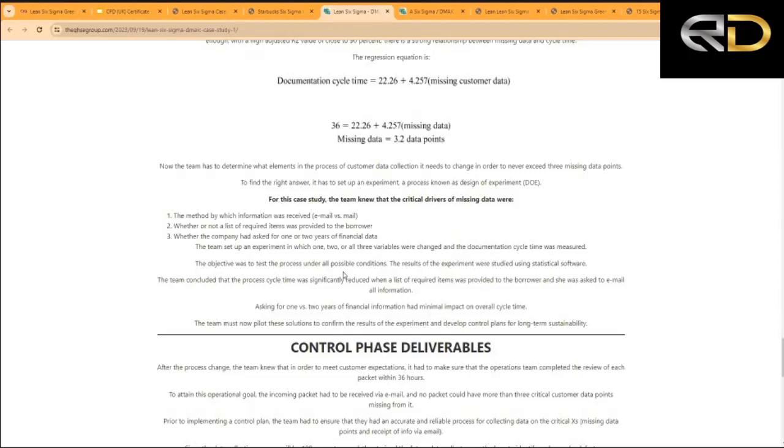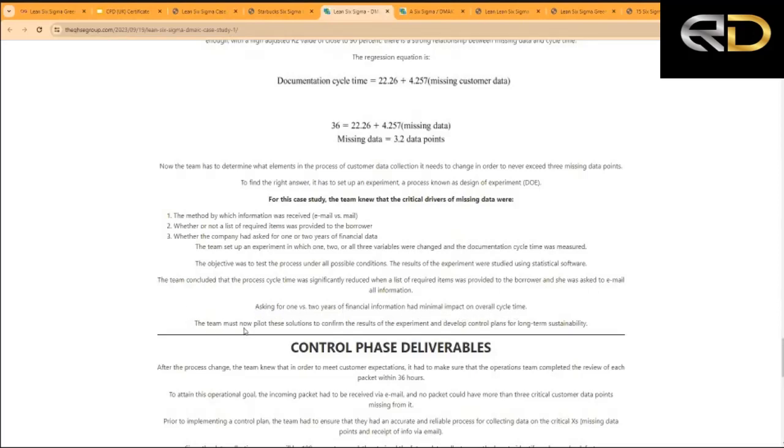The results were analyzed using statistical software, which is literally Excel, okay? And the team concluded that the process cycle time was significantly reduced when a list of required items was provided to the borrower and she was asked to email all the information. So asking for 1 or 2 years of bank statements did not have any impact.